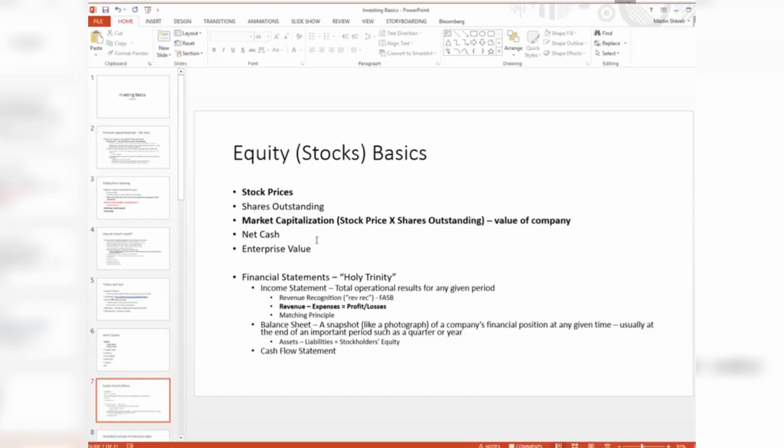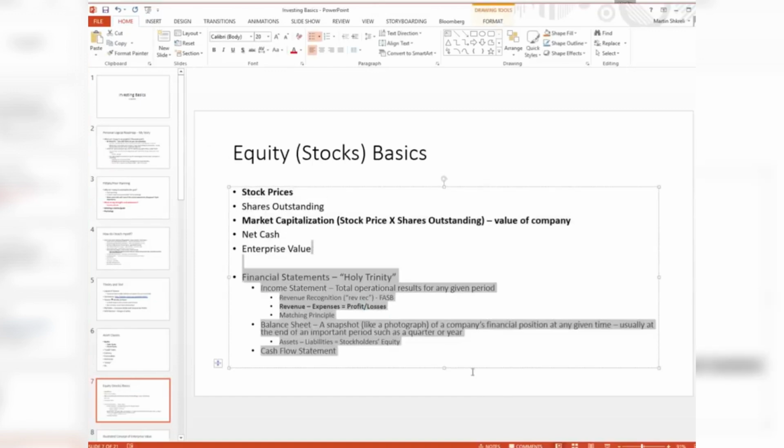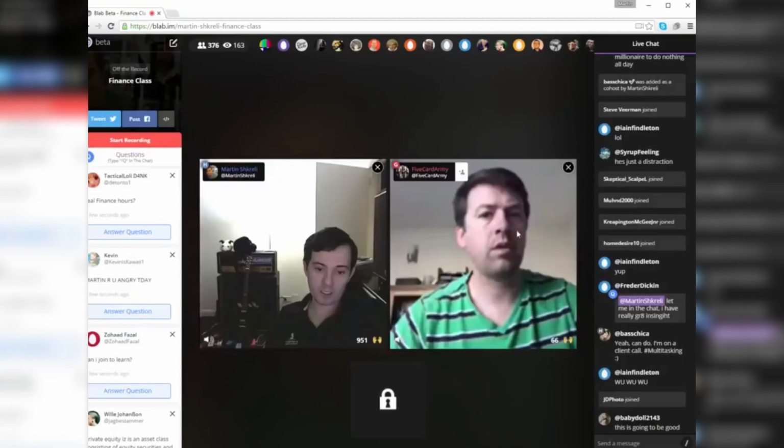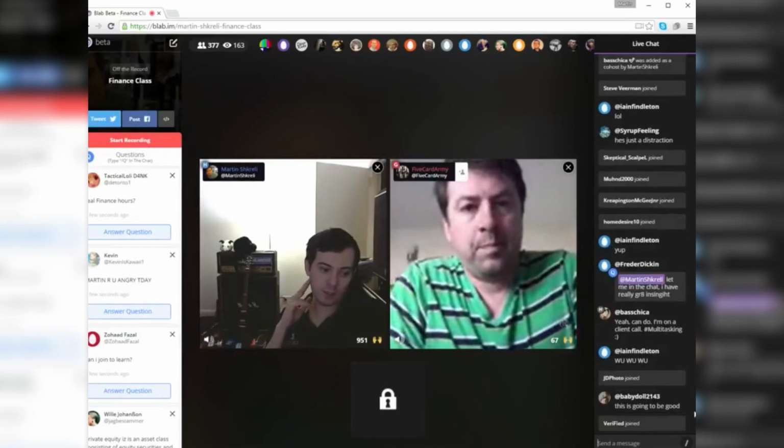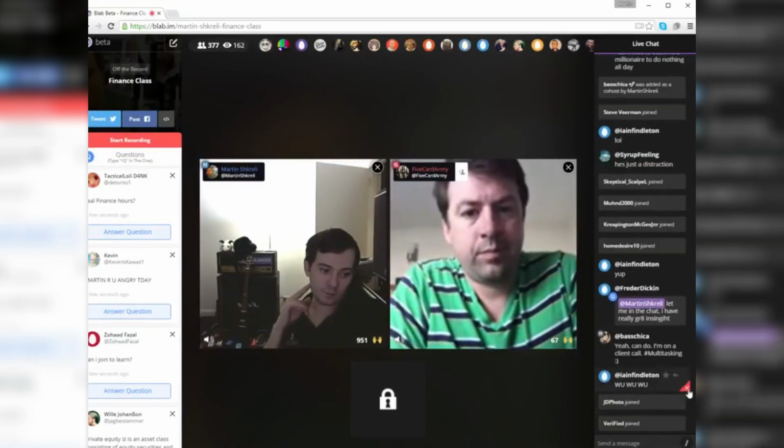So anyway, we talked about the things that I look at: stock price, shares outstanding, market cap, net cash, and enterprise value. Net cash is just cash minus debt. That makes 6 things more or less, 5 or 6 depending on how you look at it. Those are the first things I look at for any company whatsoever.